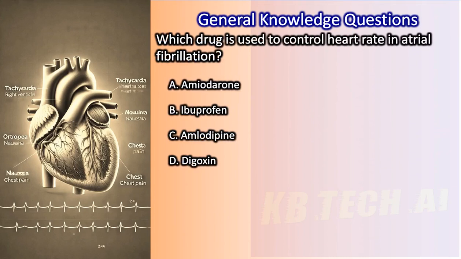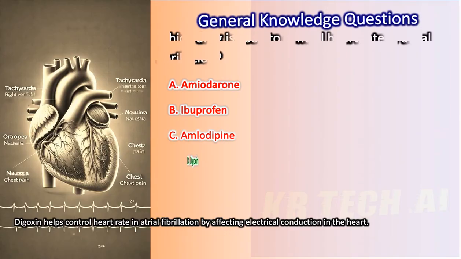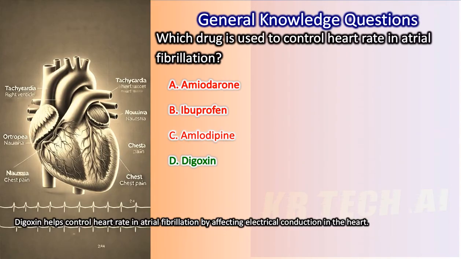Which drug is used to control heart rate in atrial fibrillation? Option 1, amiodarone. Option 2, ibuprofen. Option 3, amlodipine. Option 4, digoxin. The answer is option 4, digoxin.